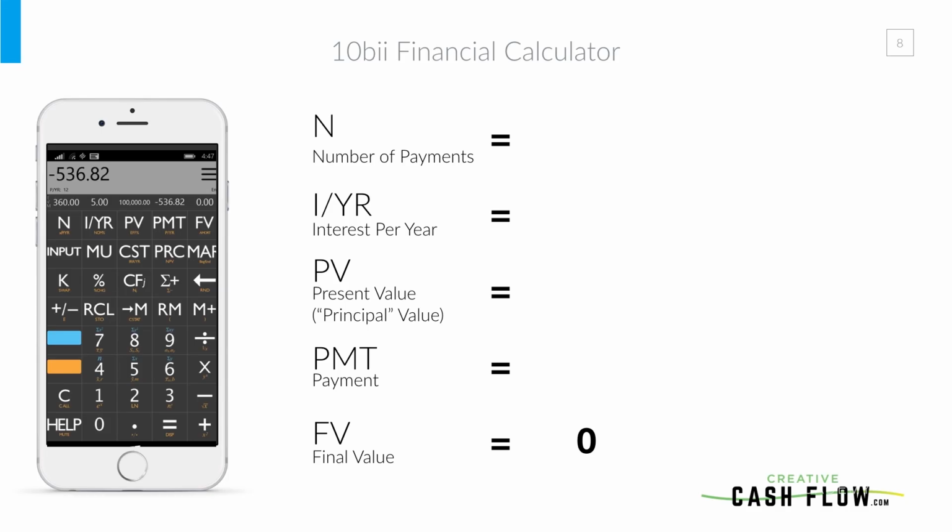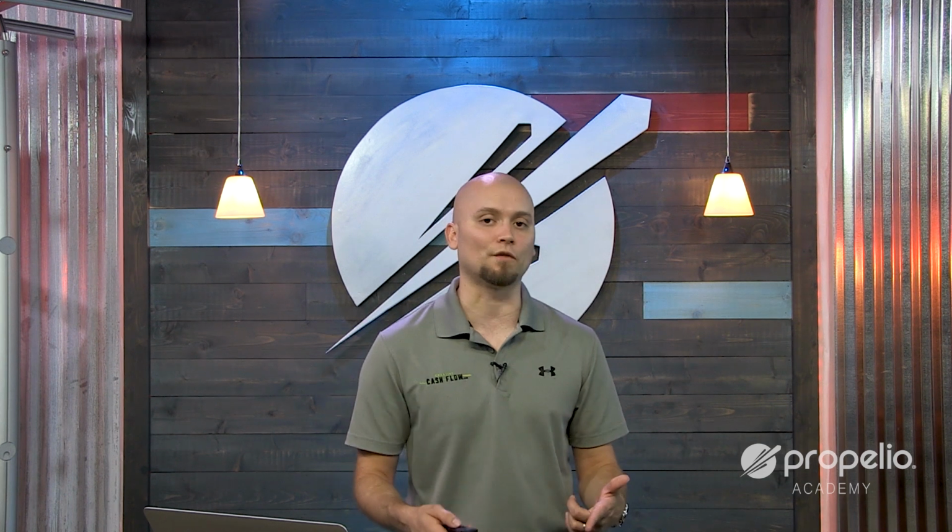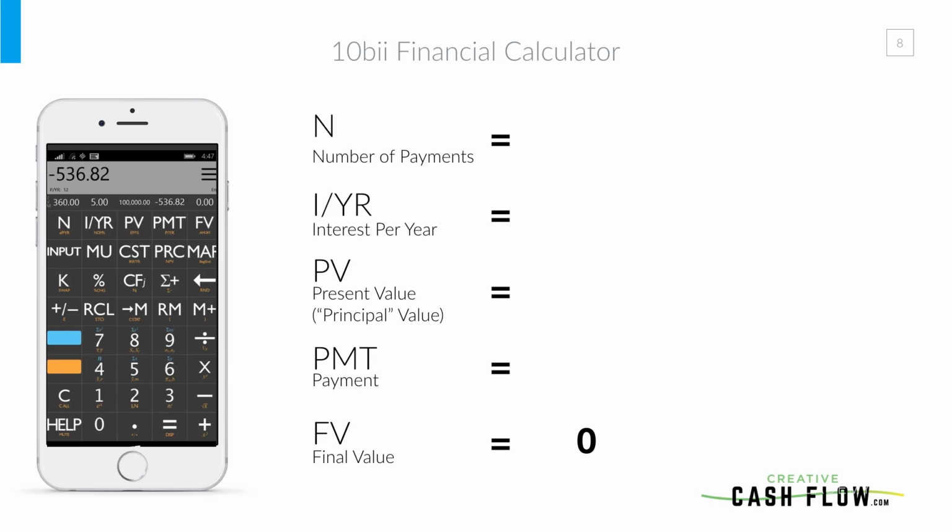So anyway, back to the point here, FV is going to be 0. We're going to keep that at 0. Well, that makes it much easier for us because, like I said, on this calculator, you need 4 out of the 5 things and it'll solve for that 5th one. Well, we already have FV, so that takes care of one of our items.